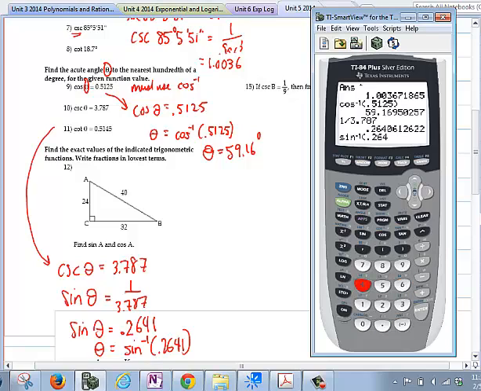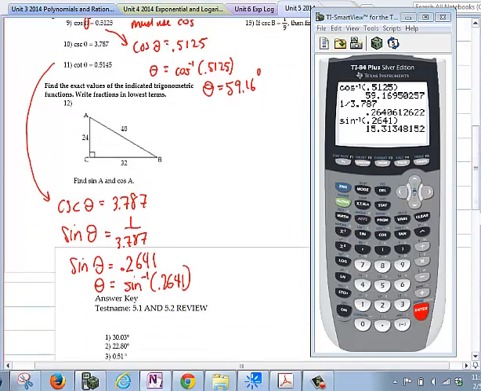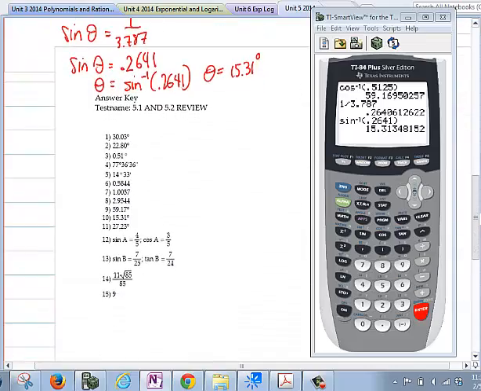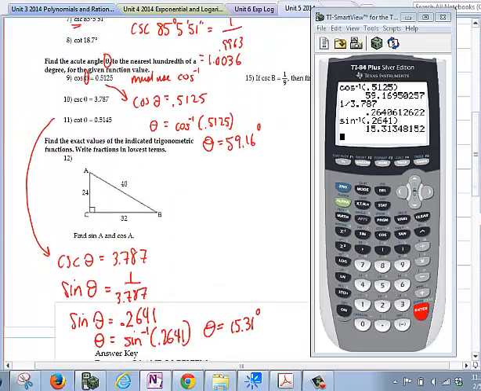I'm going to round this to 2641, just so that I can only use 4 decimal places. And theta is equal to 15.31 degrees. And if you haven't noticed, if you scroll down or you go to the second page of the solutions, you'll find the answers to all these problems.